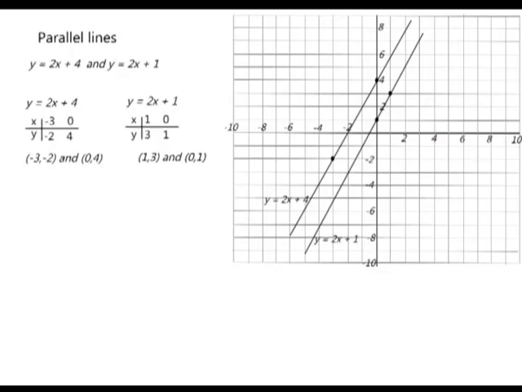Now, notice that the two lines are parallel. Also notice that both lines have the same gradient, 2. Therefore, parallel lines have the same gradient. Conversely, lines that have the same gradient are parallel. And so we say in parallel lines, gradient 1 is equal to gradient 2.